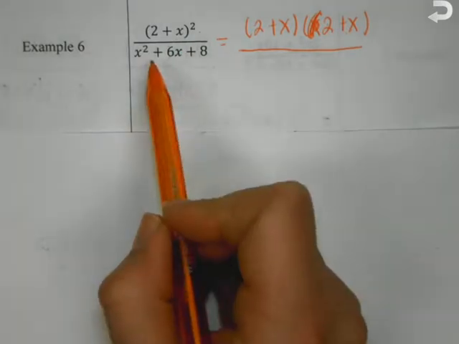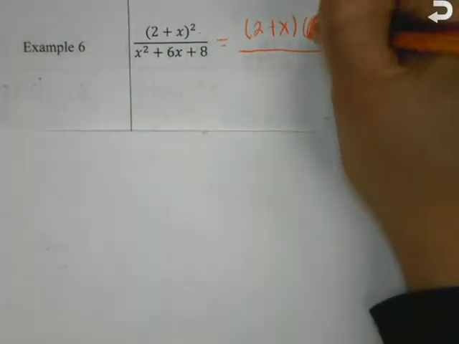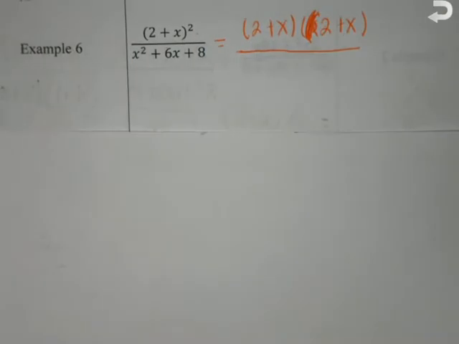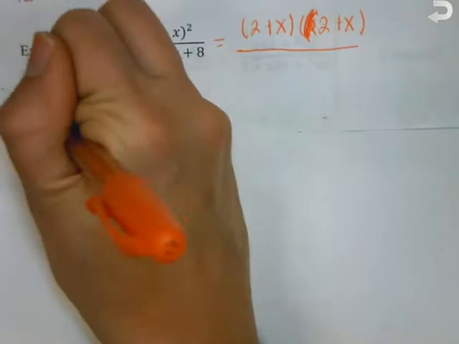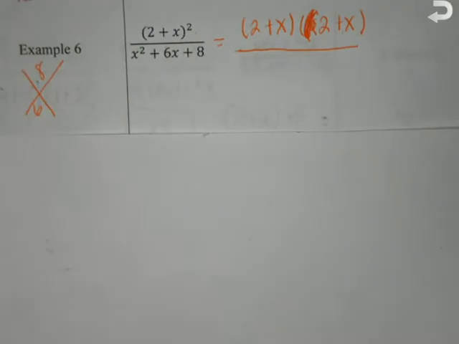What about the denominator? How does that factor? The diamond method? Yeah, I was gonna say that. Okay, so what two things multiply to 8 and add up to 6? 2 and 4, good. So that gives me x plus 2 times x plus 4.